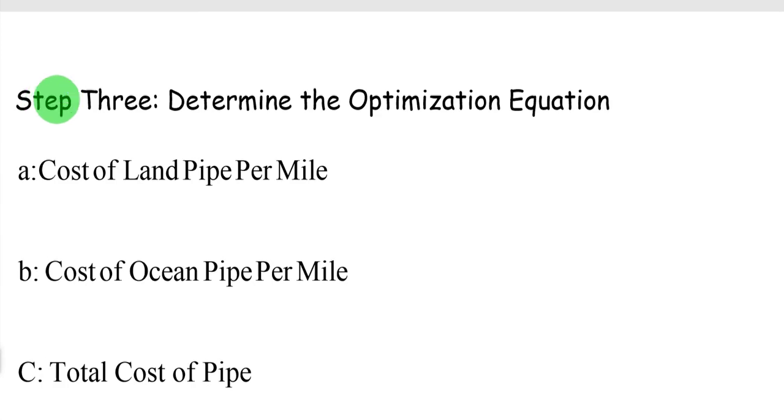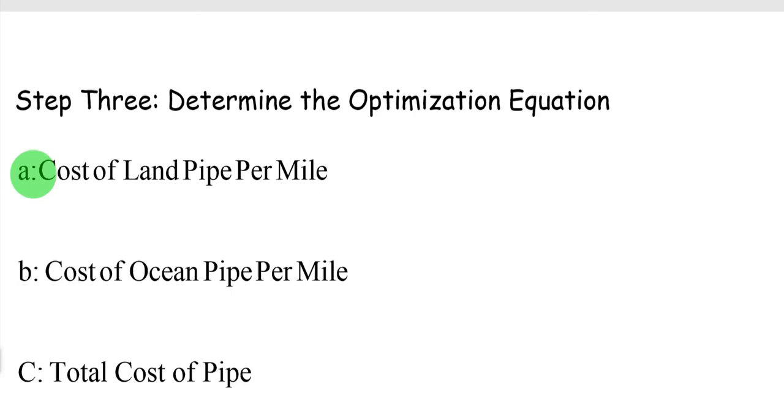So it leads us to step 3, which is to determine the optimization equation. Again, that involves what you're optimizing. In this case, you're trying to minimize the cost of total pipe. Now, here's what makes this question even trickier. The problem doesn't really tell us how much it costs. And it makes sense because it's going to vary as years go by. The cost of things changes, for example, gas.